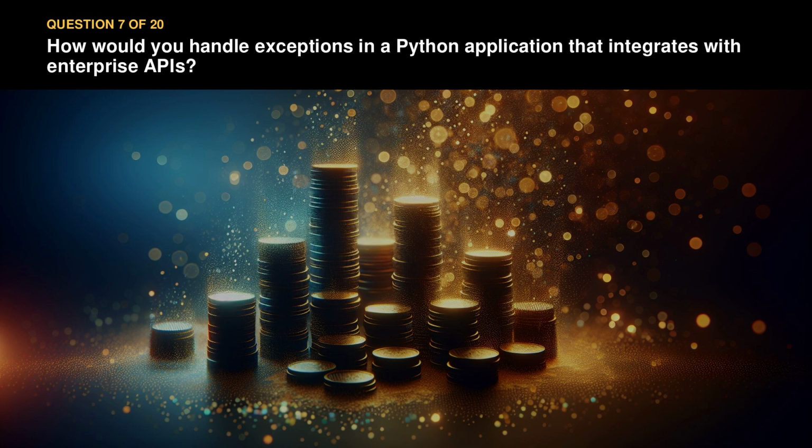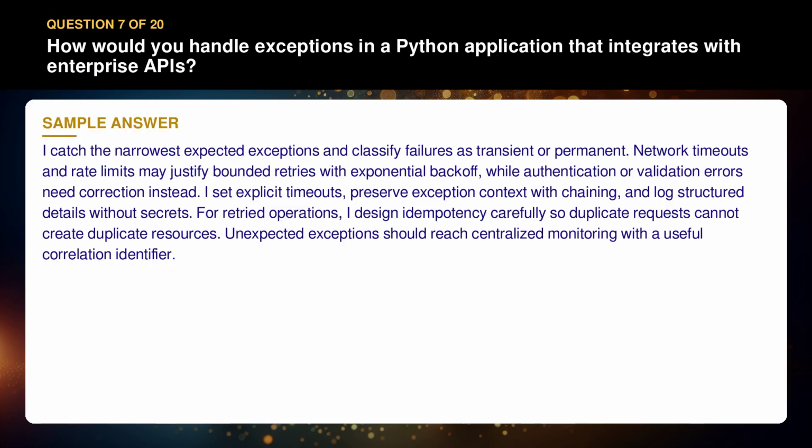Question 7. How would you handle exceptions in a Python application that integrates with enterprise APIs? I catch the narrowest expected exceptions and classify failures as transient or permanent. Network timeouts and rate limits may justify bounded retries with exponential backoff, while authentication or validation errors need correction instead.